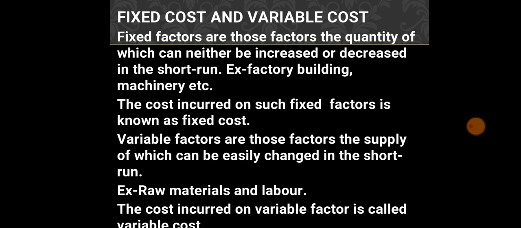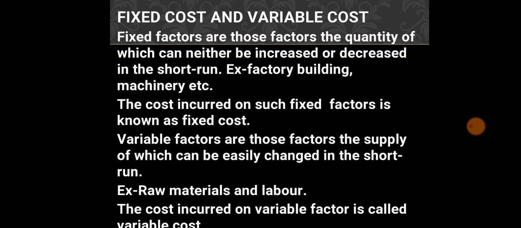Now comes the fixed cost and the variable cost. In the last video or in the last chapter, we have studied about the fixed factor and the variable factor. So, what do you mean by fixed factor? Fixed factors are those factors the quantity of which can neither be increased nor decreased in the short run. Examples: factory building, machineries, equipments, plants, etc. So usually this condition is a short run phenomenon. The producer cannot increase the number of factory buildings or machinery in a short period of time.